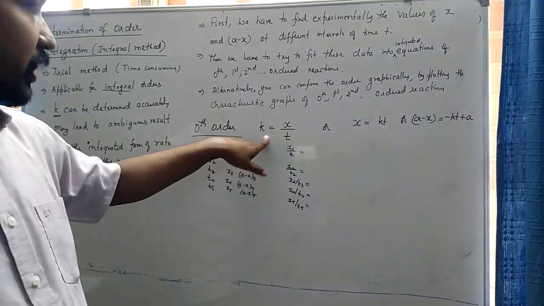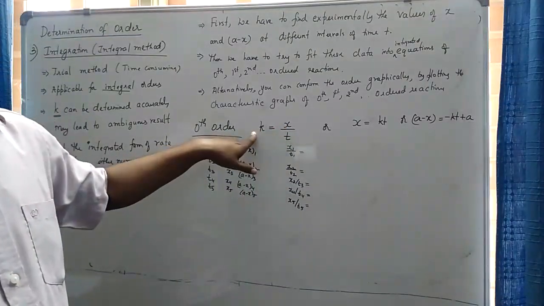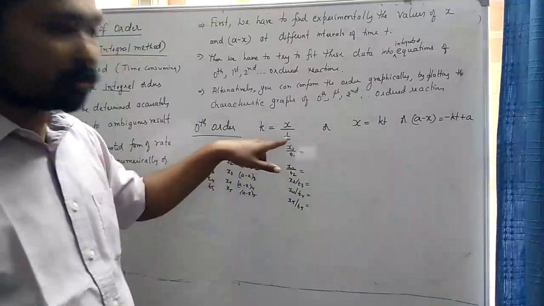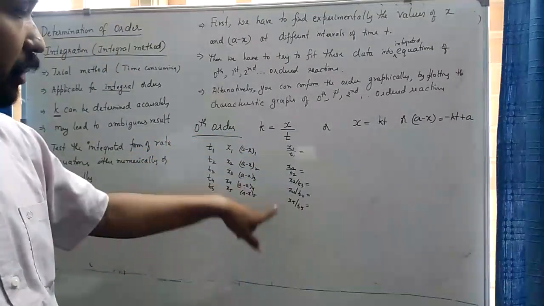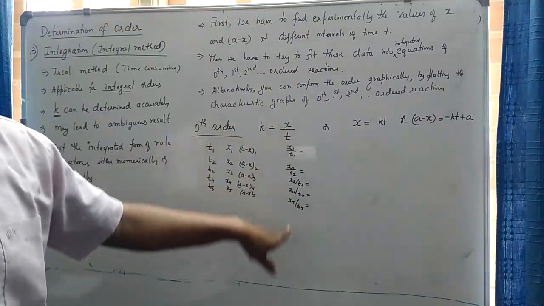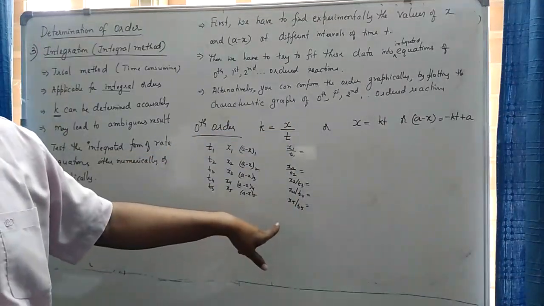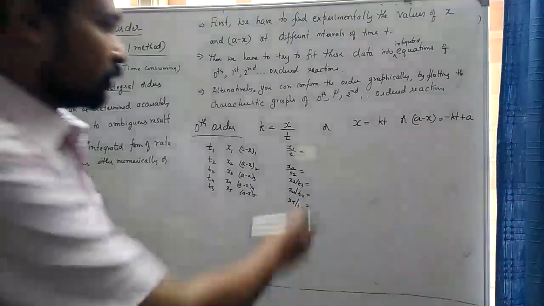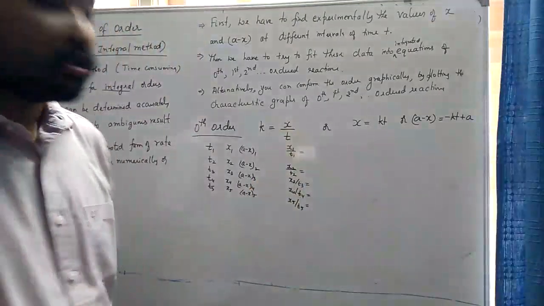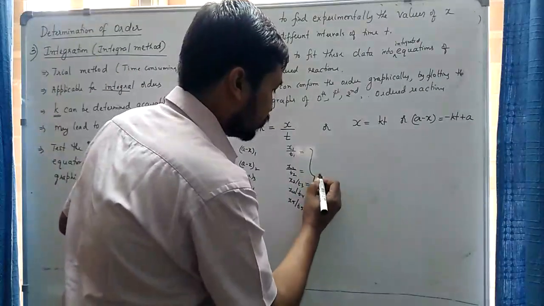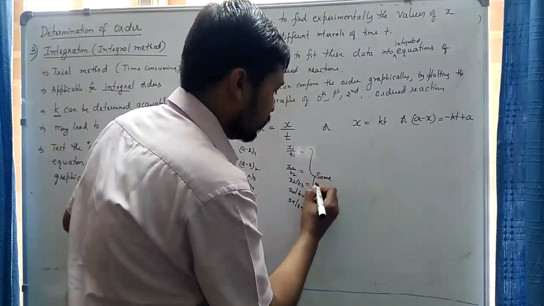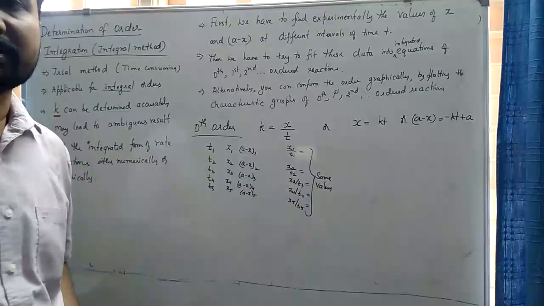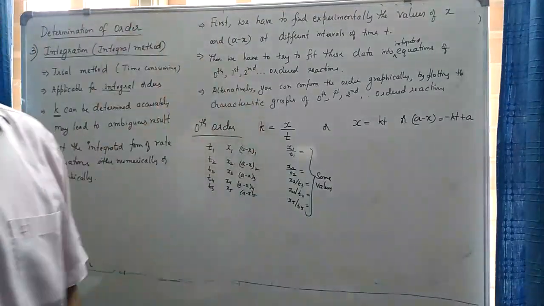For a zero order reaction, what is x by t? X by t is nothing but equal to k, which is a constant. So if all these x1 by t1, x2 by t2 up to x5 by t5 have the same value, a constant value, it means that the reaction is a zeroth order reaction. And what is that constant value? That is nothing but the rate constant of the reaction.